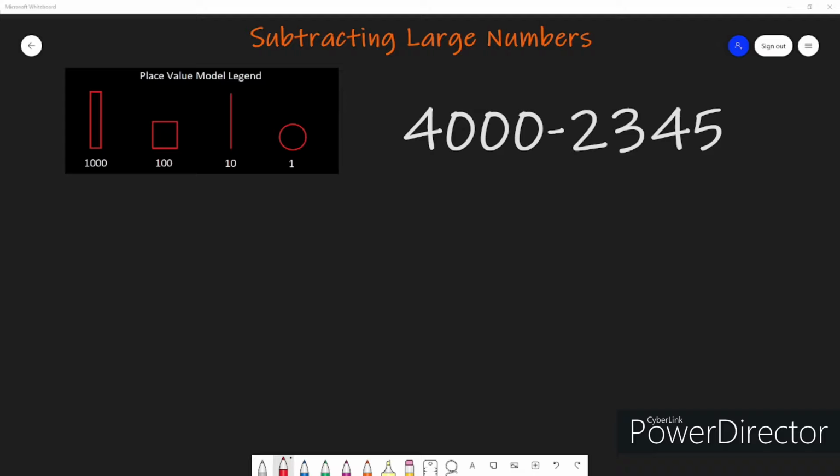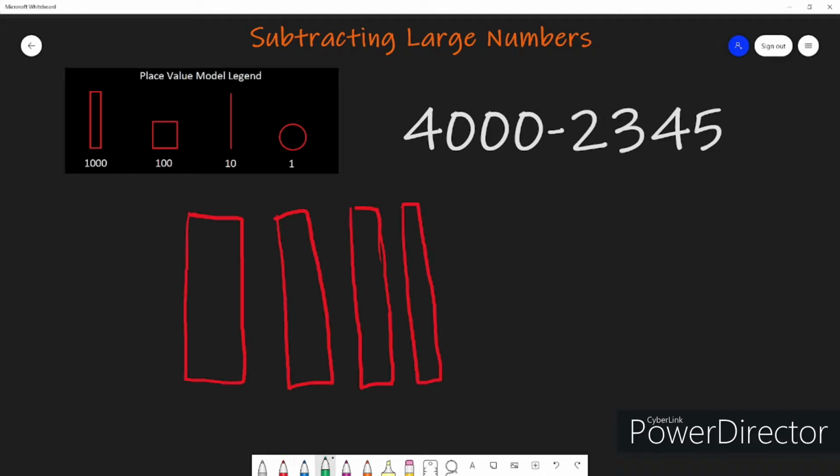But first, as always, I want to take a look at it visually, so creating a pretty picture of exactly what we're doing. So let's go ahead and take a look at subtracting 4,000 minus 2,345 utilizing a place value model. On the top left of the screen, you'll see a legend where you'll notice that a bar is 1,000, a square is 100, a stick is a 10, and a circle is a 1. So we're going to be drawing the 4,000 and subtracting 2,345 from it.